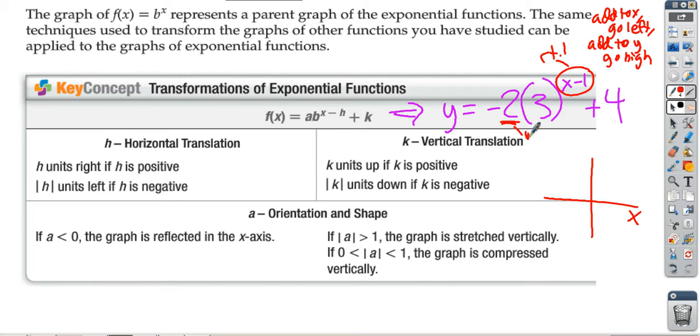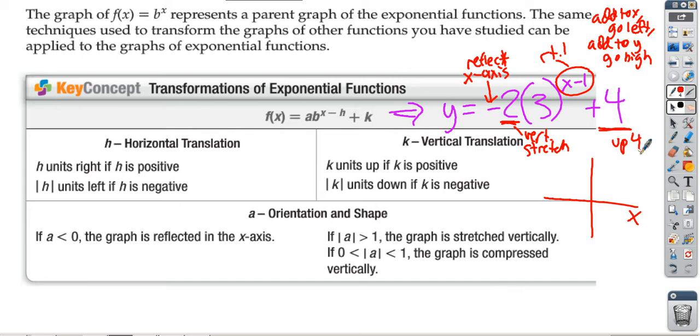This number here will vertically stretch it by a factor of 2, which means it will horizontally shrink it, because vertical and horizontal do opposite things. This is going to reflect over the x-axis, and I'll show you a picture of this in just a second. And finally, add to y, go high, so that's going to go up 4.